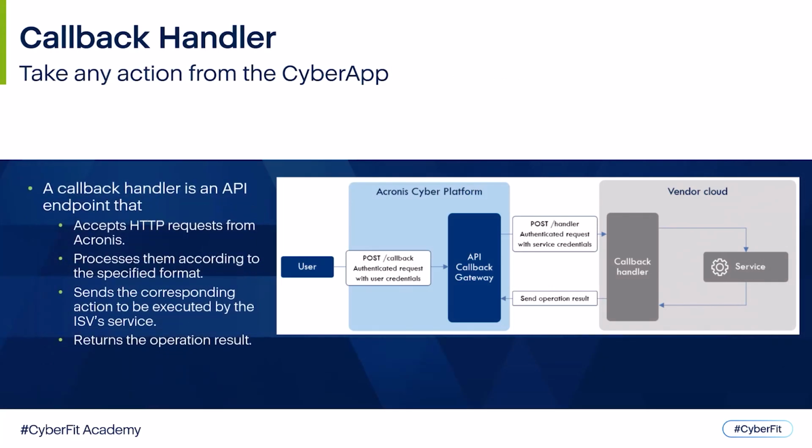What is a callback handler? A callback handler is an API endpoint that accepts HTTP requests from Acronis, processes them according to the specified format, sends the corresponding action to be executed by the ISV's service, and returns the operation result.